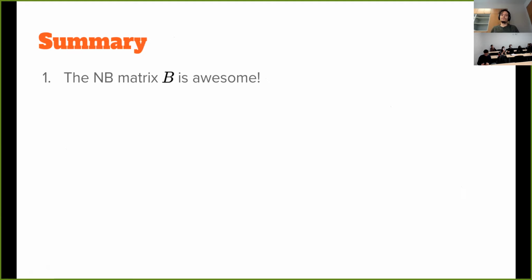So real quick, a summary of the entire talk. First take-home message: the non-backtracking matrix B is awesome. You should look into it. It's great. It has a lot of applications. It's very hard to analyze. Second, the epidemic threshold of the SIR model can be approximated by 1 over the leading eigenvalue of the non-backtracking matrix.